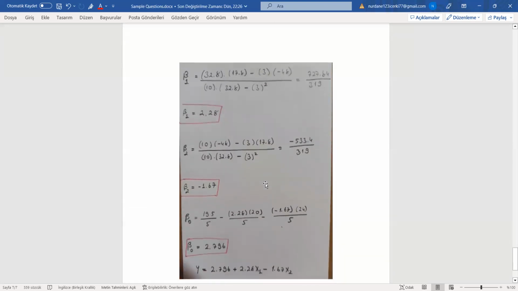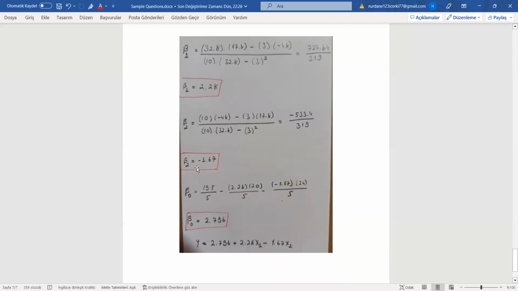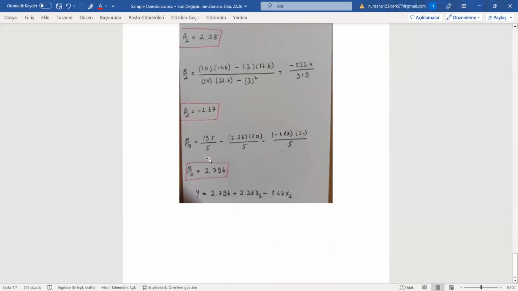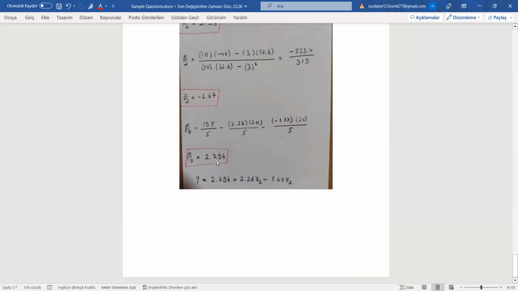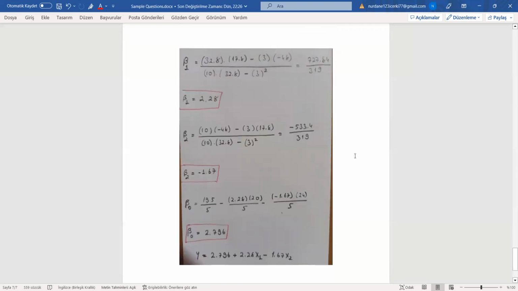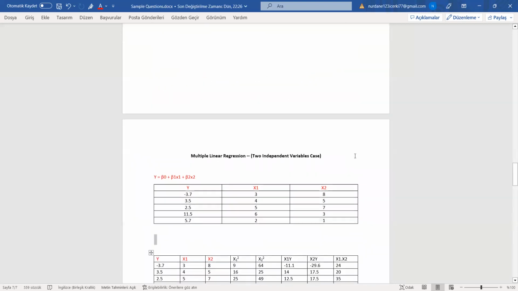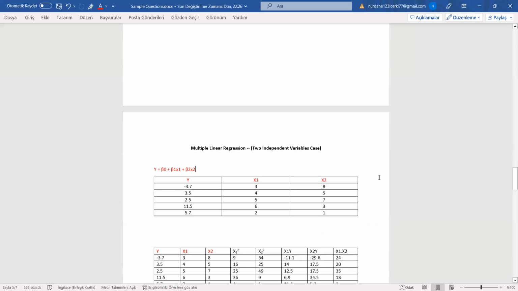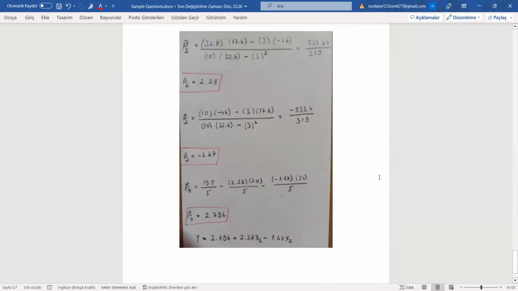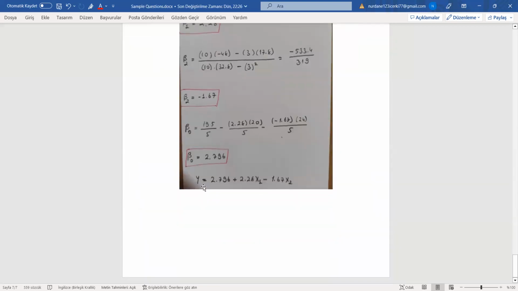And the same way for beta 2, we will reach minus 1.67, and for the beta 0 value, we will reach 2.79. So when we put all these coefficients into that equation, we will reach this new equation, and we have found the coefficients already.